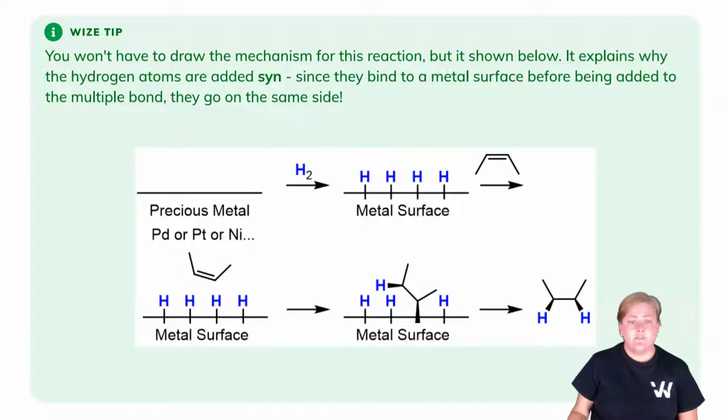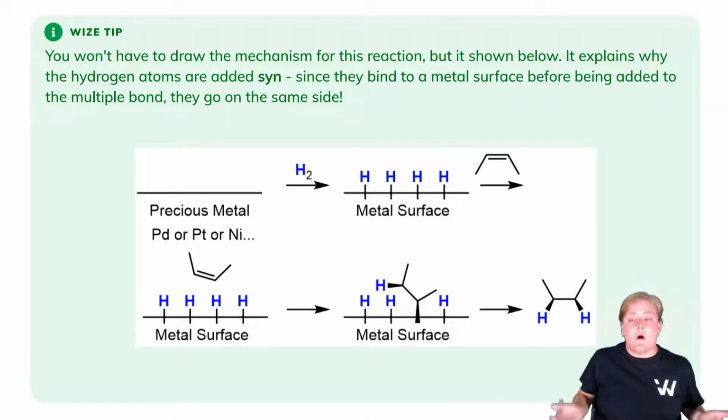The way this chemistry occurs is via something called heterogeneous catalysis, or catalysis that takes place in different phases. The way this works is you have a solid catalyst floating around in solution. This solid catalyst is this precious metal, palladium, platinum, or nickel. And what happens is you bring in hydrogen gas and it bonds to this metal surface and activates the hydrogen. The alkene passes over the surface of this solid catalyst and picks up the hydrogen atoms.